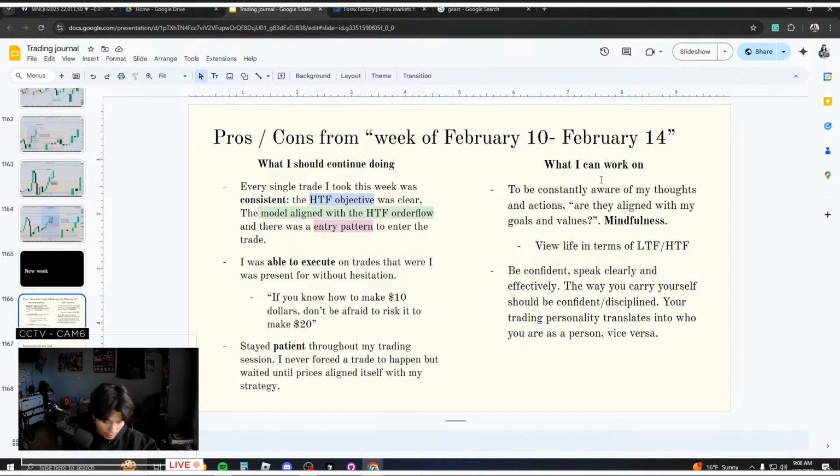And second thing here, what can I continue to work on? Being able to express my ideas confidently and effectively. Everything that I want to accomplish in life requires me to be able to communicate in a way that is very efficient and effective. It should be confident too, right? And I believe your trading personality, how you are as a trader, affects who you are, or should translate into who you are in real life. And that goes vice versa. Who you are as a person is who you are as a trader.